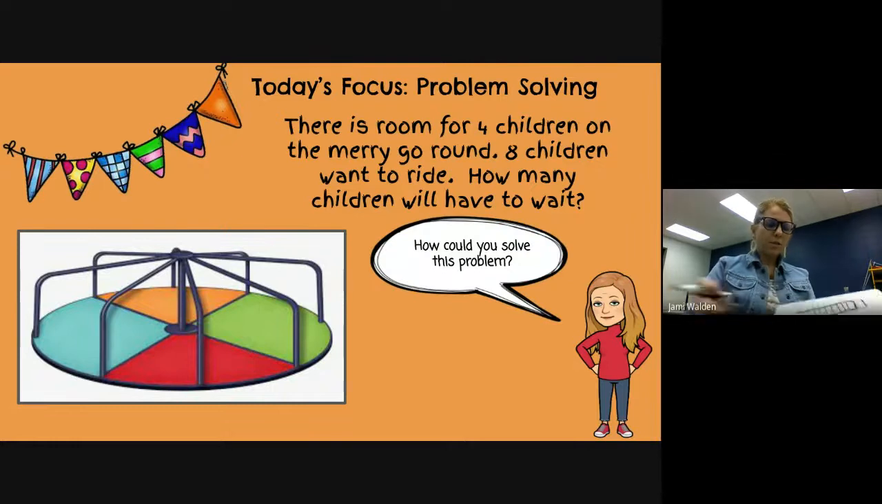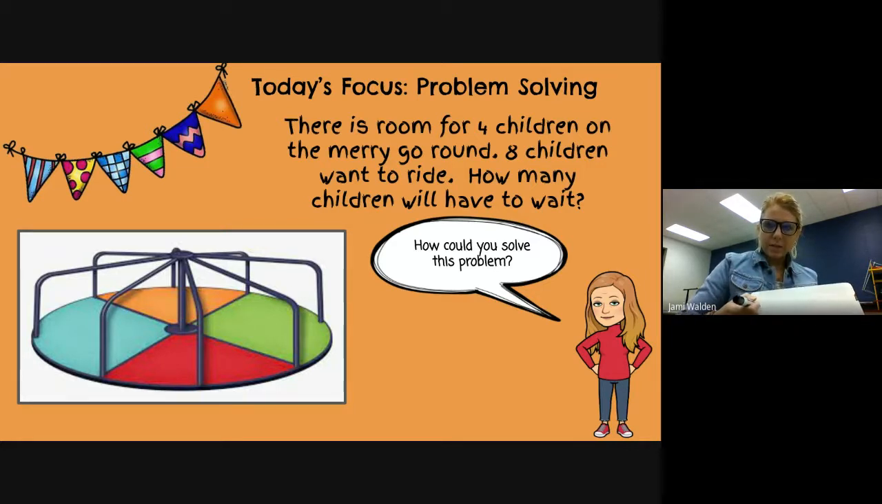All right, here's another problem we may have. There's room for 4 children on the merry-go-round. 8 children want to ride. How many children will have to wait? Let's try this one with the comparison circles. Collect the data with circles representing what we have.